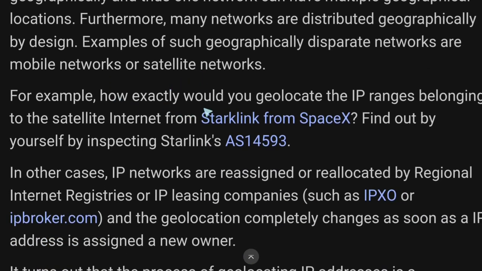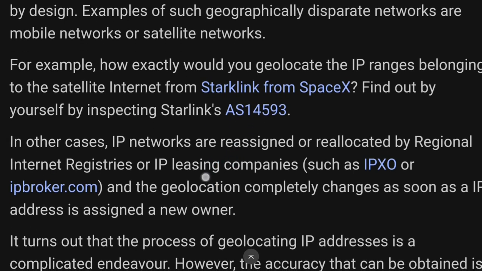For example, how exactly would you geolocate the IP ranges belonging to the satellite internet from Starlink from SpaceX? Find out yourself by inspecting Starlink AS14593. It's in space.